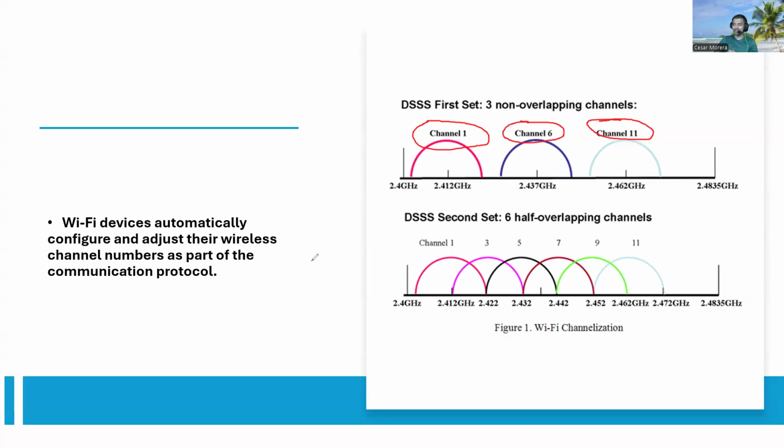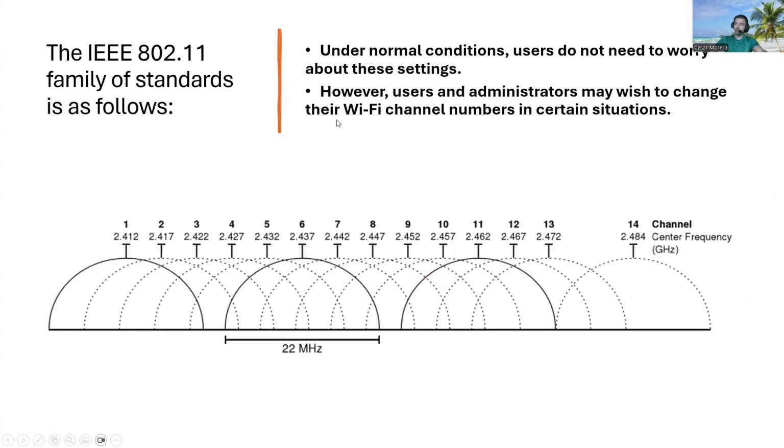Wi-Fi devices automatically configure and adjust their wireless channel numbers as part of the communication protocol. Let's clear the drawings and let's continue moving on. We have the IEEE 802.11 family of standards as follows. We have all the different channels. The most important ones are channel 6, channel 1, and channel 11. Those are the ones that we will be using most of the time.